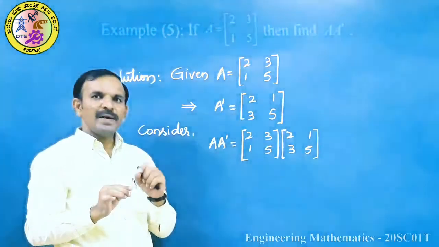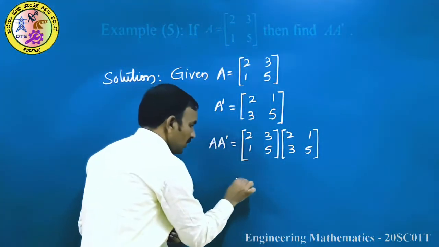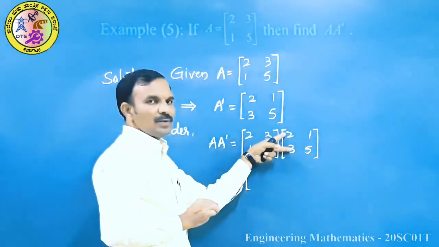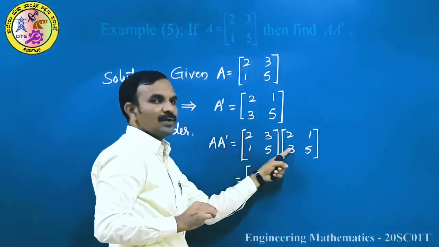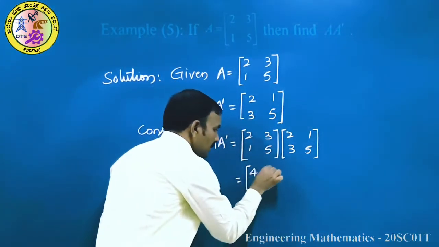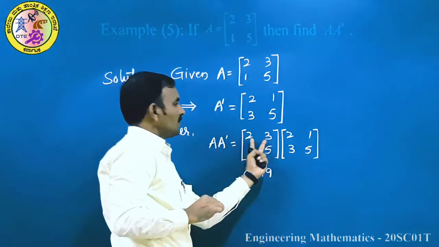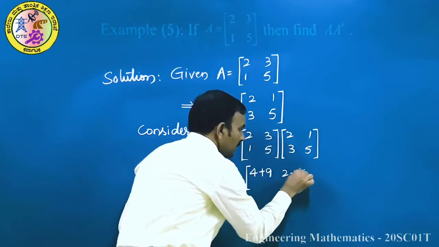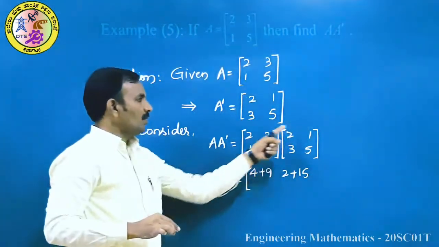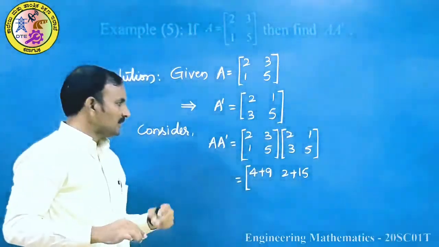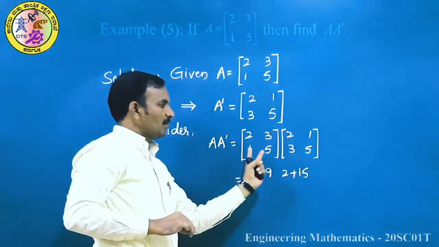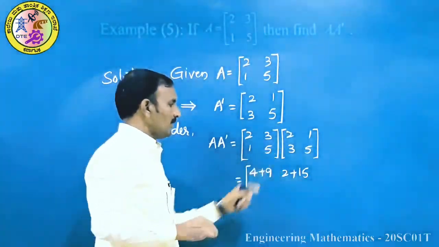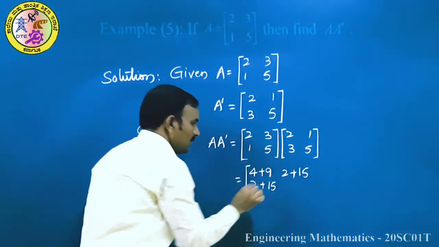Now to multiply, use the row by column method. First row, first column: first row is 2 3, first column is 2 3. 2 into 2 is 4, 3 into 3 is 9, so 4 plus 9. First row, second column: 2 into 1 is 2, 3 into 5 is 15, so 2 plus 15. Second row, first column: 1 into 2 is 2, 5 into 3 is 15, so 2 plus 15.